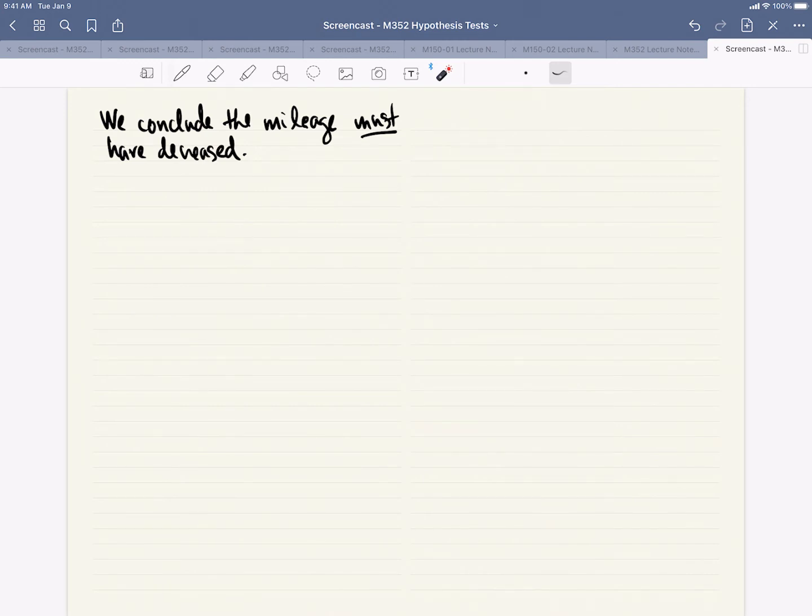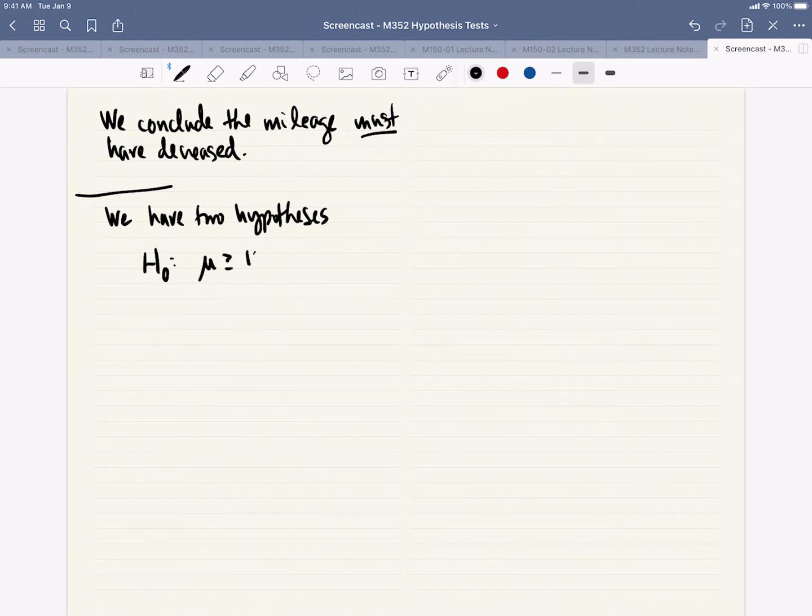Let me show this to you in a slightly different way. The way we write this down, the special notation and symbology that go along with hypothesis testing, is this. We have two hypotheses. The first one we write is H naught, and its hypothesis is that our fuel economy is bigger than or equal to 12.1 miles per gallon. And the alternative hypothesis is that the fuel economy is less than 12.1 miles per gallon.